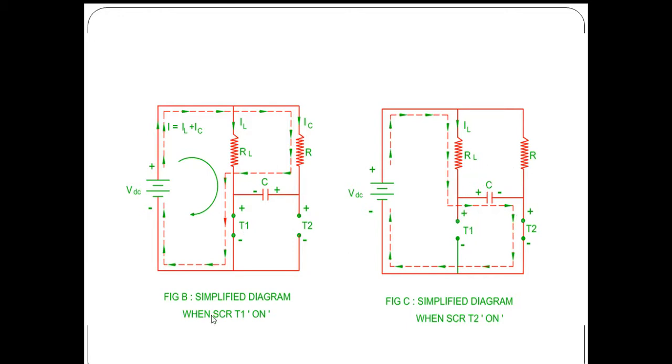Here this is the circuit when thyristor T1 is in conduction and the capacitor is charged. So this is how, to turn off one thyristor, we are turning on another thyristor. So this is called complementary commutation.